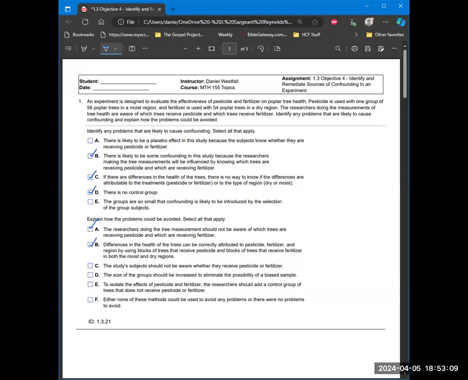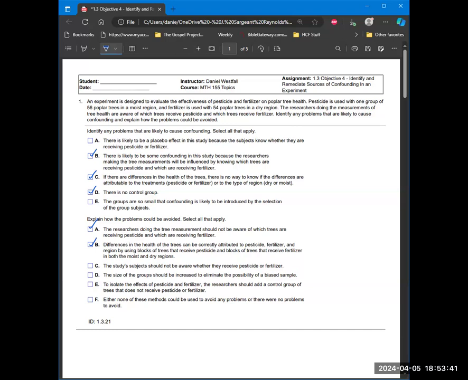C says the study's subjects should not be aware whether they receive pesticide or fertilizer. Well, the subjects are trees, so that doesn't matter, right? D says the size of the group should be increased to eliminate the possibility of a biased sample. No, that doesn't matter, because we're not going and taking a sample after we're done. So this is not what's going on.